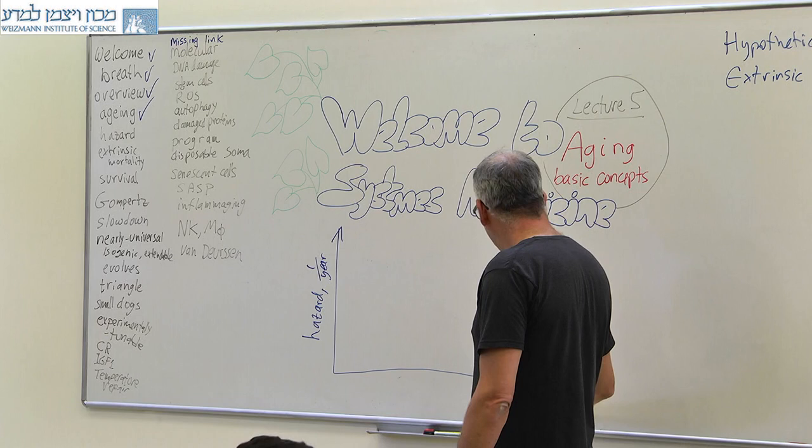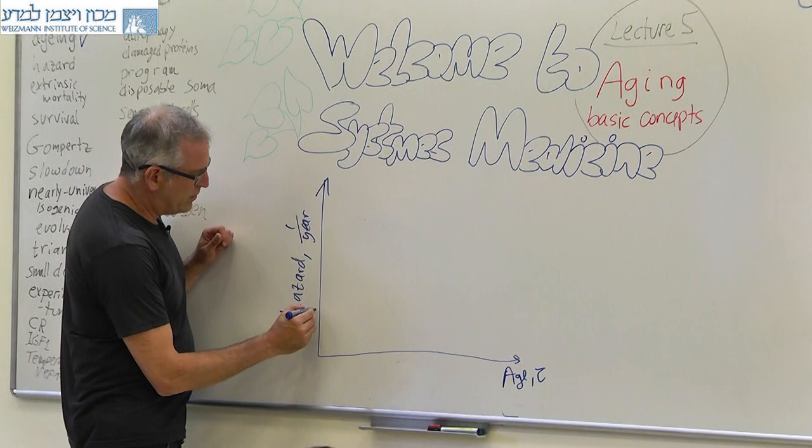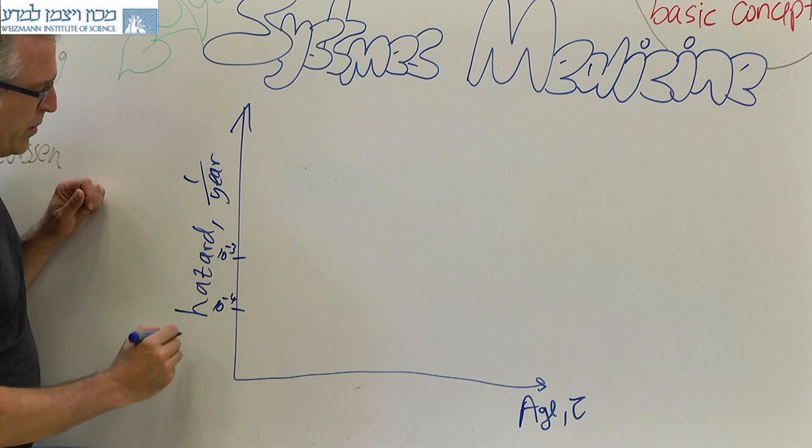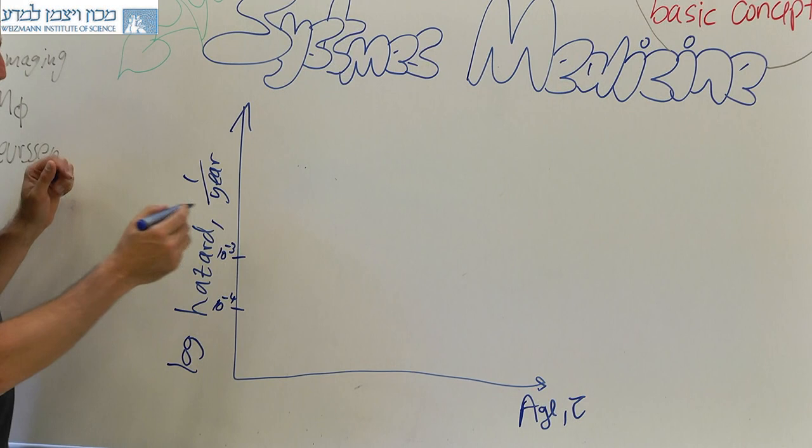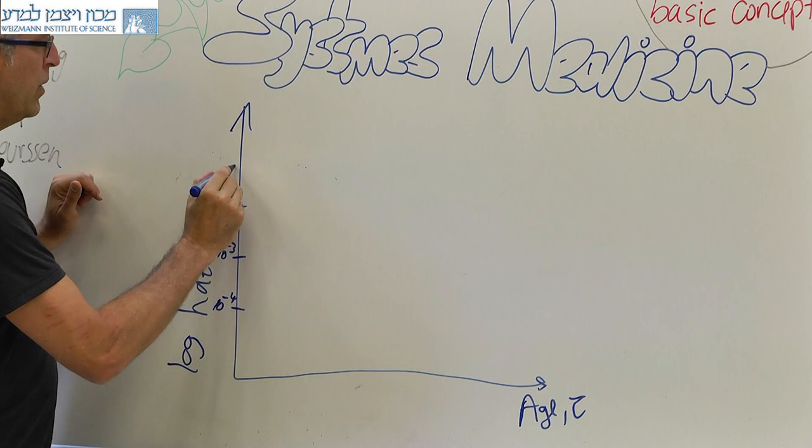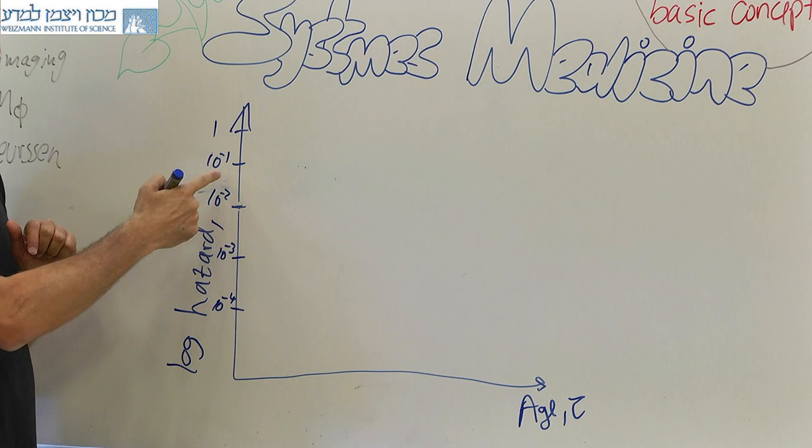It starts, so here's 10 to the minus 4, 10 to the minus 3. Oh, by the way, this is log. I'm going to plot the log hazard because it varies over a large range. Here we have 10 to the minus 2. Here, 10 to the minus 1, here's 1. So 10 to the minus 1 is a 10% chance to die in a given year. So you start at about 3 times 10 to the minus 3.